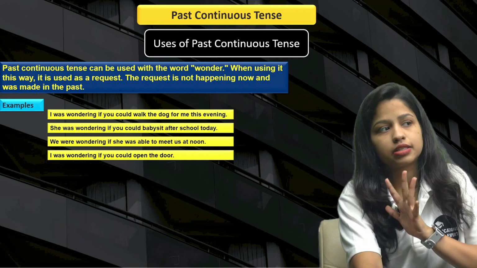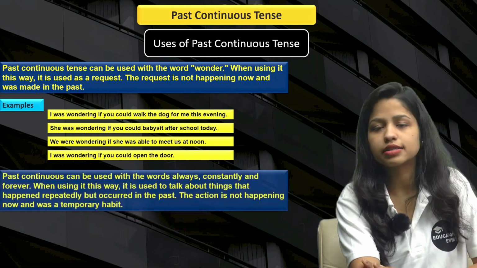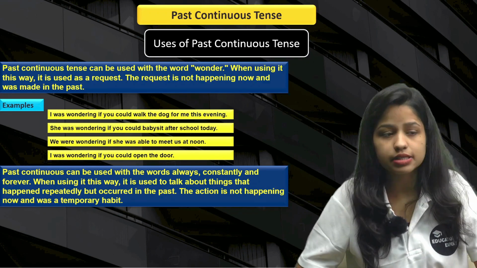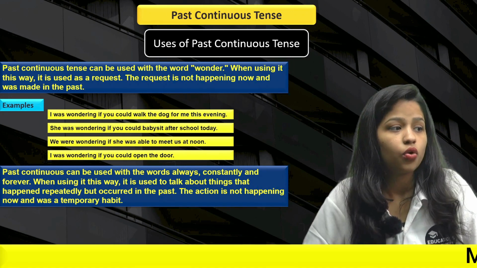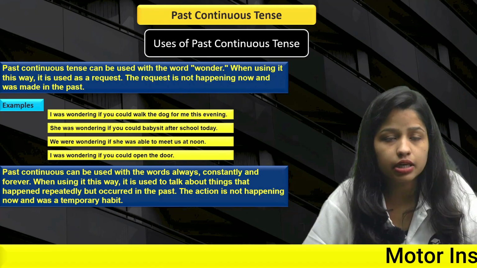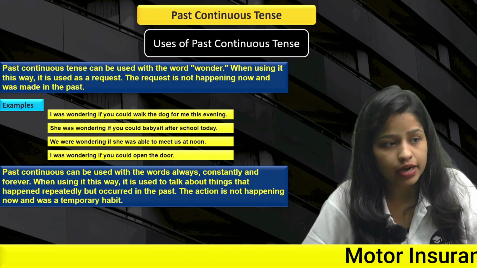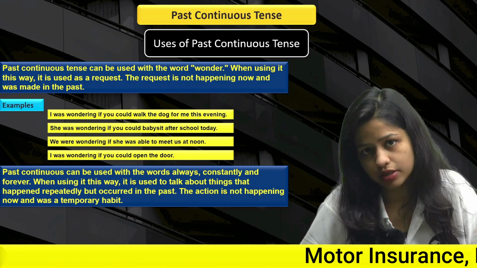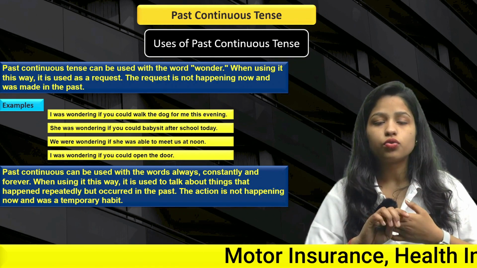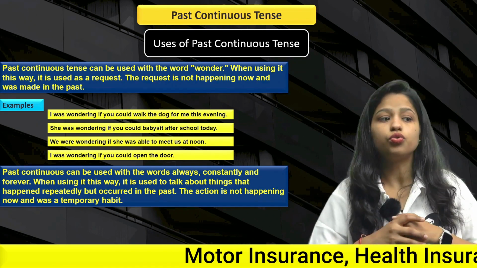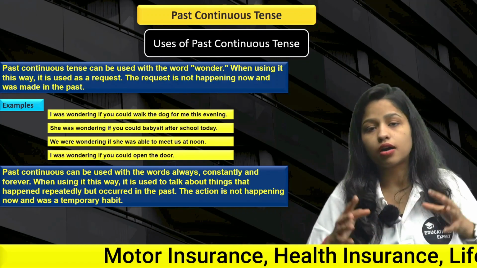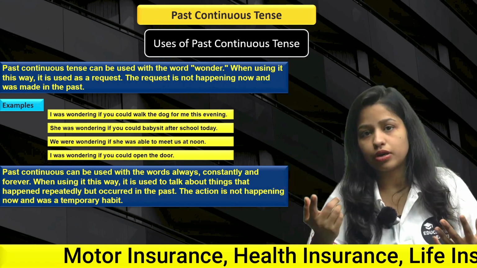Now let's get into our very last use of past continuous tense. So what does it say? It says it can be used with the words always, constantly, and forever. When using it this way, it is used to talk about things that happened repeatedly but occurred in the past. The action is not happening now. Whenever you use it this way, you're talking about things that happened repeatedly but occurred in the past only. You're not talking about the present. Let's see some examples.